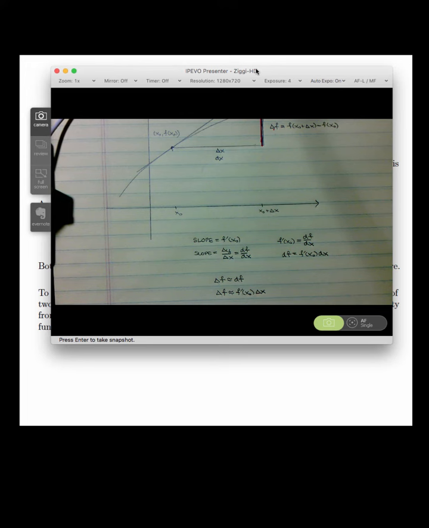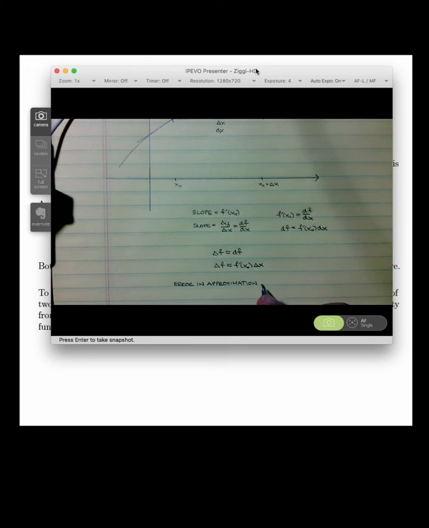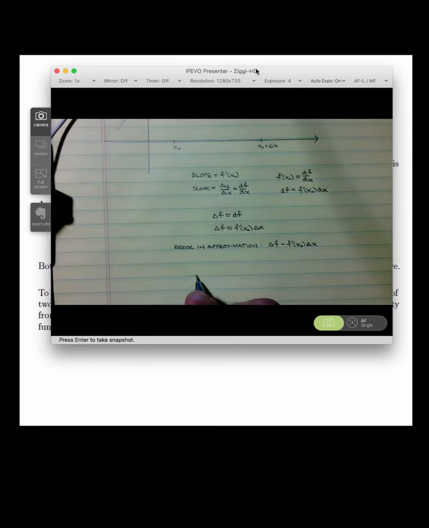Again, this is an approximation, and the error in the approximation is simply the difference between delta f and f prime of x naught times delta x. If delta x is close to 0, the error in this approximation will have a magnitude that is much smaller than that of delta x. To see this, let's consider the limit as delta x tends to 0 of delta f minus f prime of x naught times delta x over delta x.